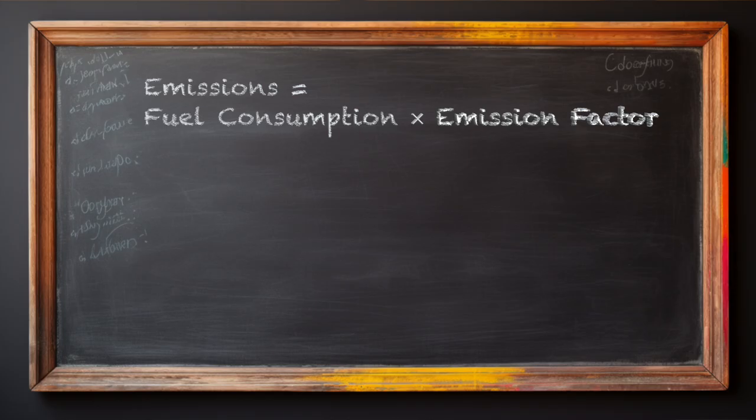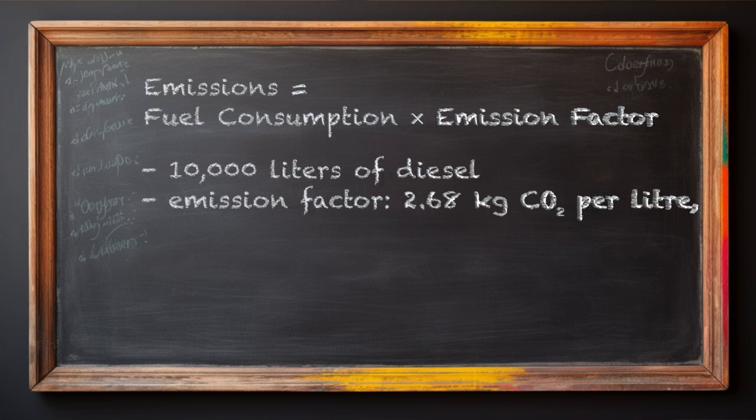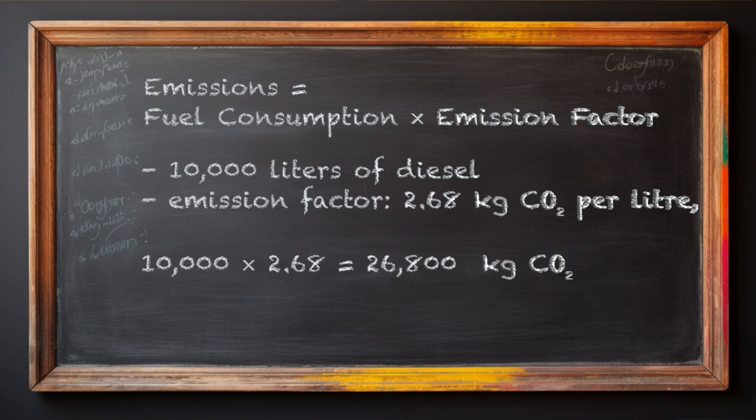To measure Scope 1 emissions, companies need to track fuel consumption and apply an emission factor to calculate the carbon footprint. So you have here the formula: emissions equals fuel consumption times the emission factor. So if a company burns 10,000 liters of diesel and the emission factor for diesel is 2.68 kilograms CO2 per liter of this fuel, then you have this calculation. You have 10,000 times this factor, and then we are at 26, nearly 27 tons of CO2.